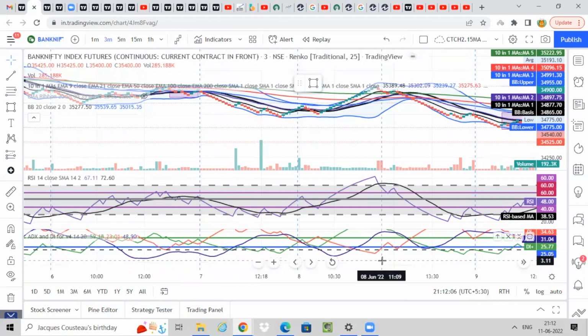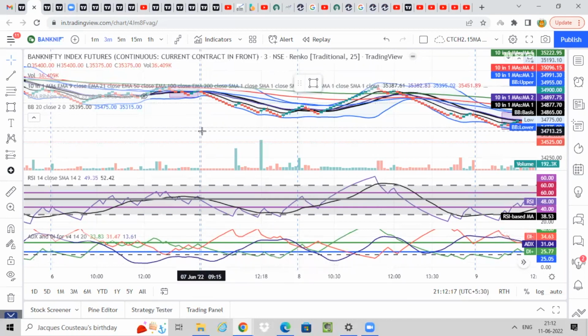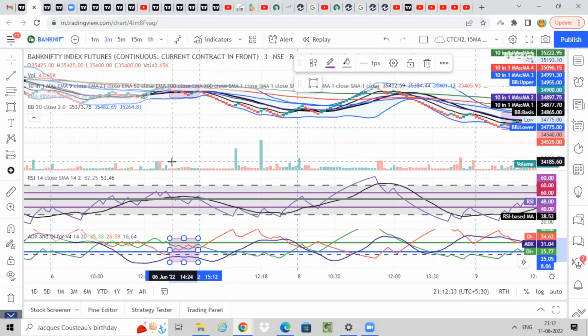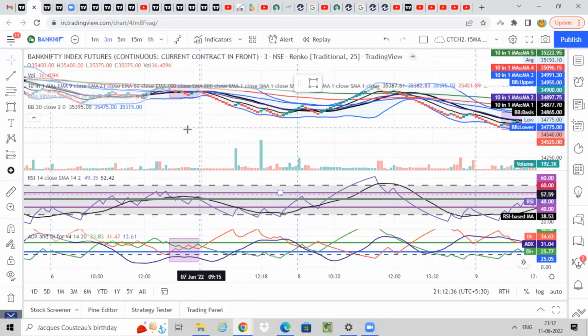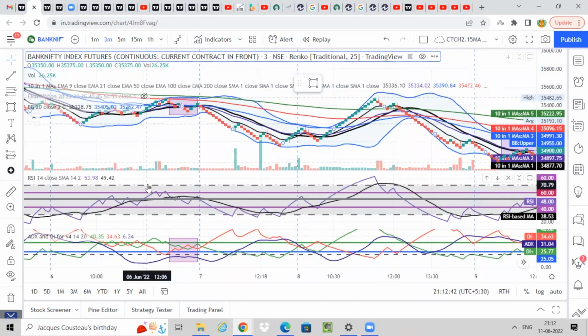Take this one on the left, just below that rectangle you marked. Mark a rectangle in the ADX, exactly, and you will see the ADX and DI are both intermingled, the red and black, right? Yes, sir. So that means all these things.